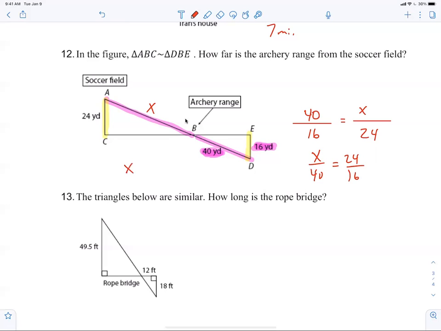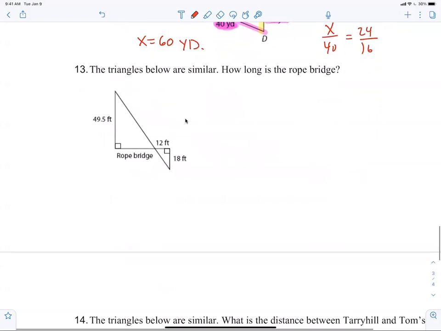Aiden, what do we get? X equals 60. All right. So could we do 16 over 24 and then 40? Yes, there you go. 16 over 24 equals 40 over X. I'm happy with that. Okay. All right, you got to do 13. And then Holland, you're going to be next.